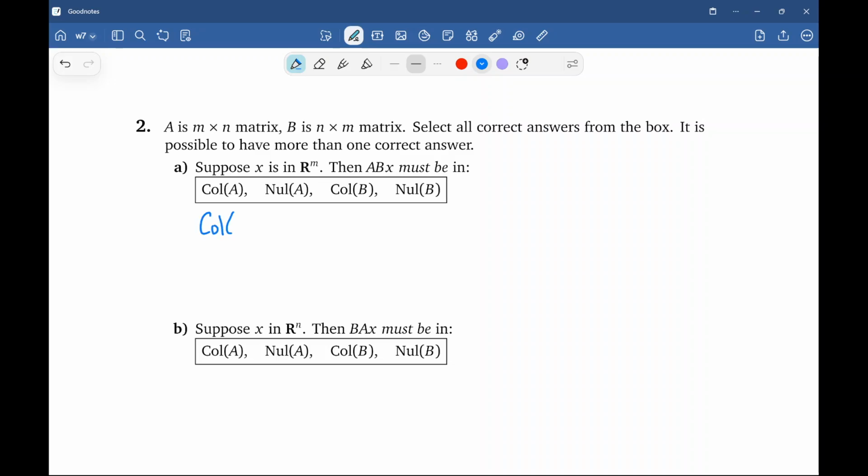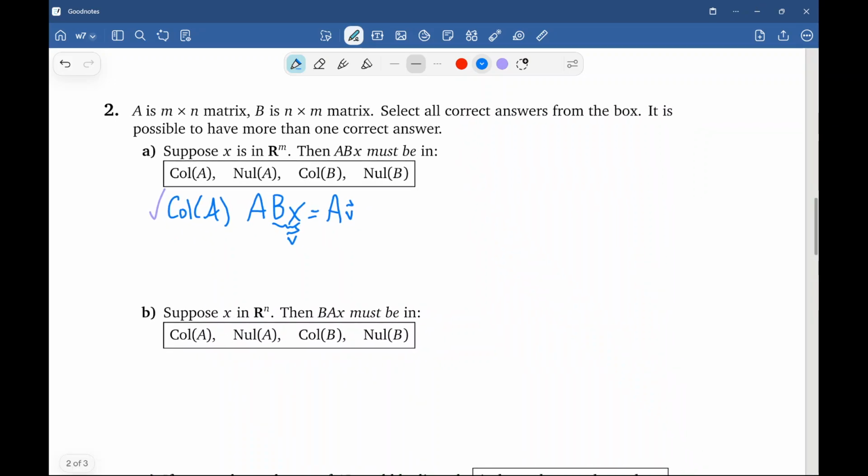Column space of A. This is good because we know that ABx, we can write this Bx here. This is just some vector. You do know that it's a vector in the column space of B, but I'm just going to say for now that it's some vector. That's all we need to know. So this is just equal to A times a vector. We do know some things about that vector, but we don't need it for this part of the problem.